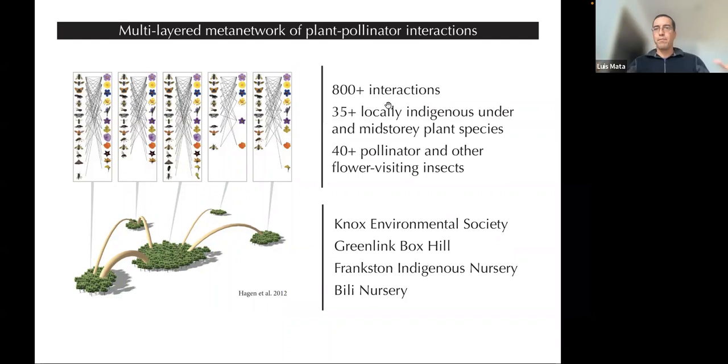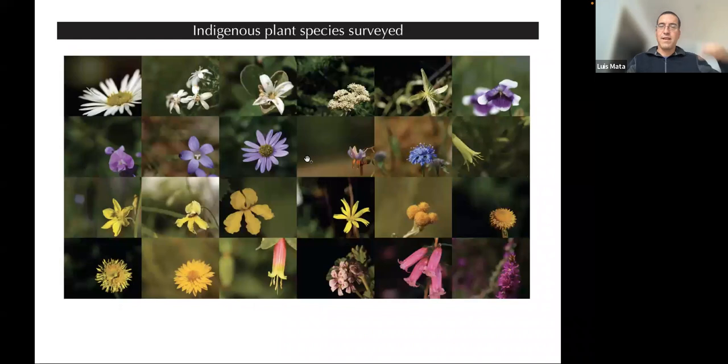And this is sort of the big numbers, what we found, right? We documented over 800 interactions, and there were heaps of local indigenous plants. And then we found heaps of local indigenous bees and other pollinators. So that's really interesting to see the large amounts of things that can be attracted when you start looking closely. Now, here's just a slide to show you the wide range of flowers that we looked at.